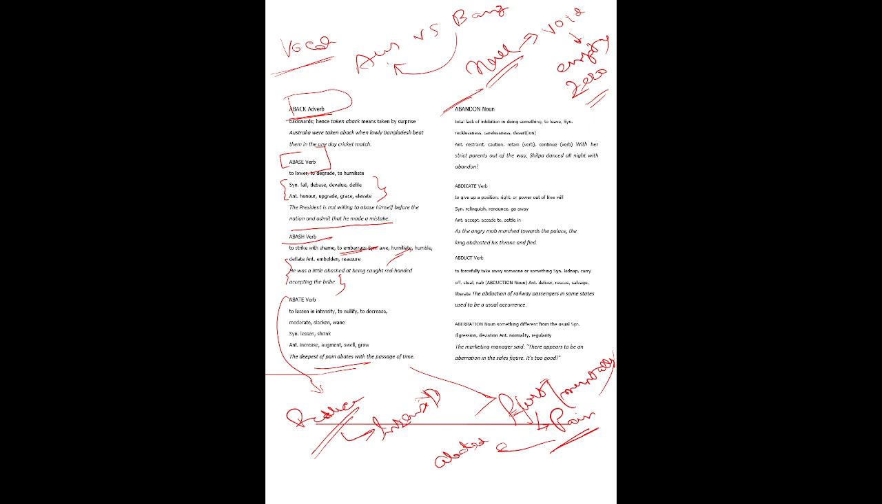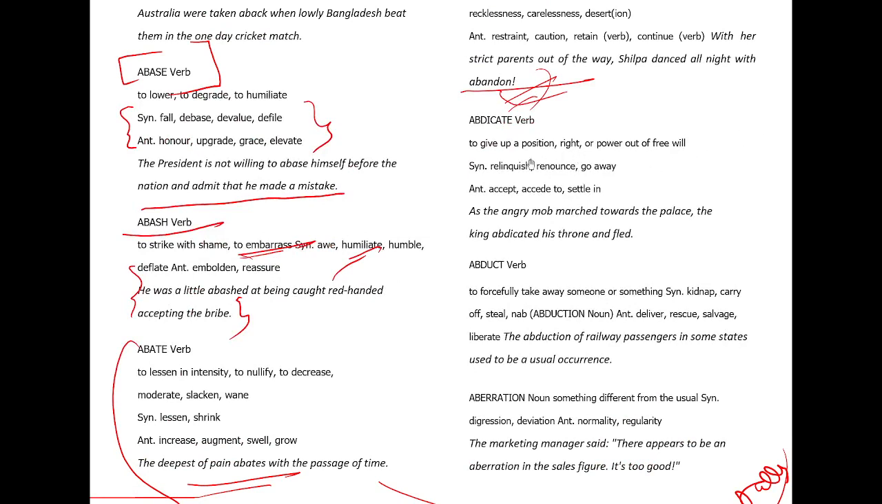Let's look at the sentences. With her strict parents out of the way, Shilpa danced all night with abandon. So maybe her parents were not at home and she was ready to enjoy and she danced all night. In this way you can use the word abandon, or you can use it in a simple sentence like: the project was abandoned due to unavoidable circumstances. Okay, you get it? The project was abandoned due to unavoidable circumstances.